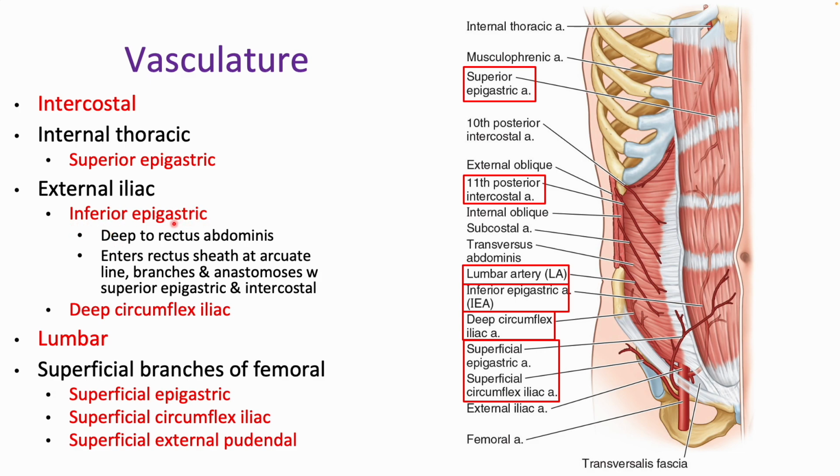Our inferior epigastric is going to enter the rectus sheath at the arcuate line. So we mentioned what the arcuate line was. It's going to enter there, branch, and then anastomose with the superior epigastric, as well as some of the intercostal arteries. Another branch of our external iliac artery is going to be the deep circumflex iliac, and that's pictured here.